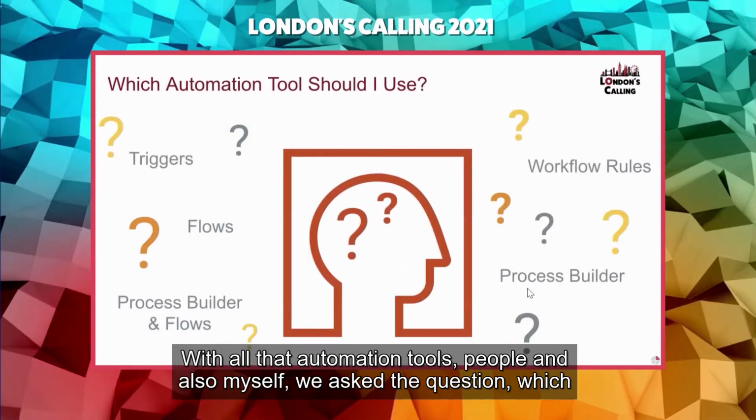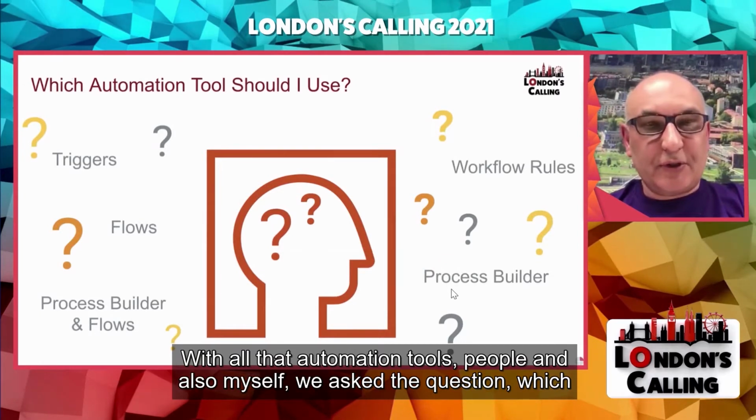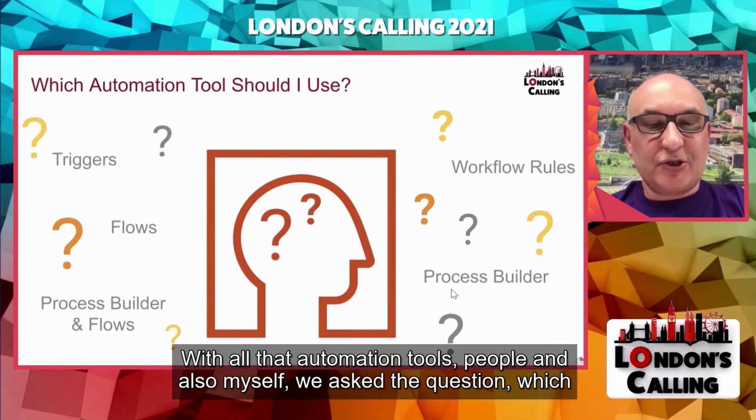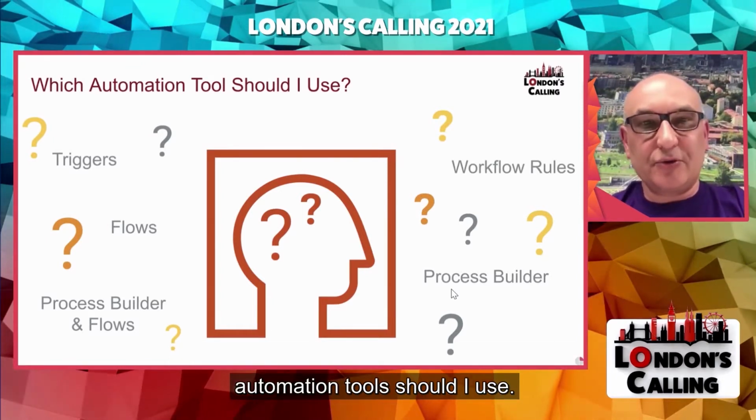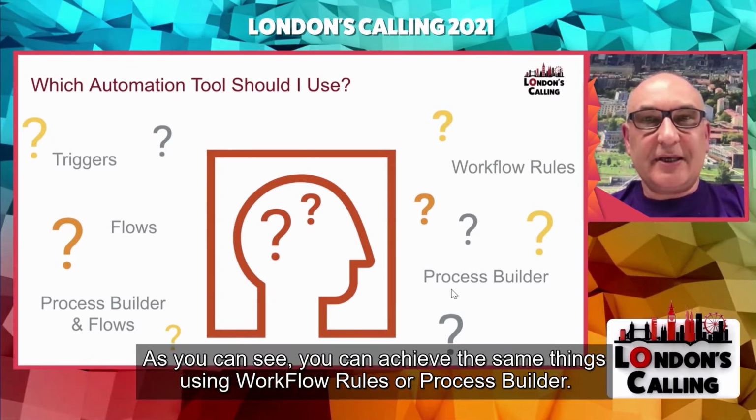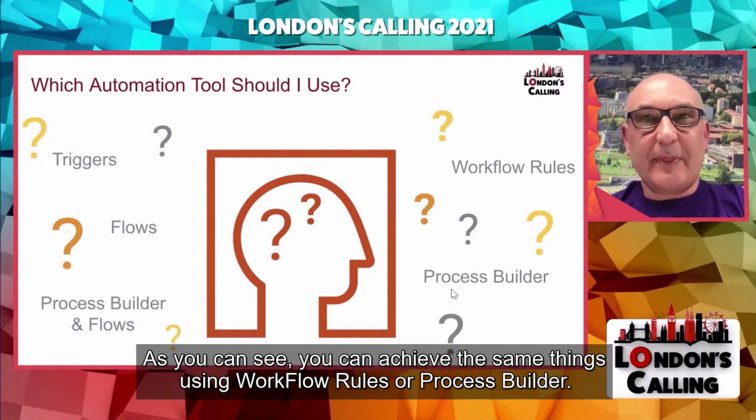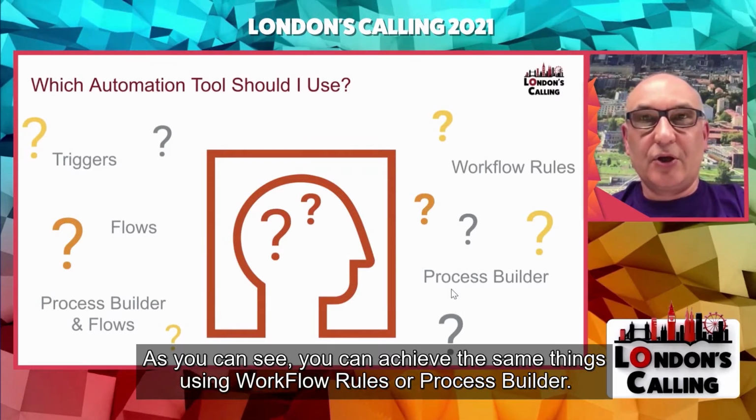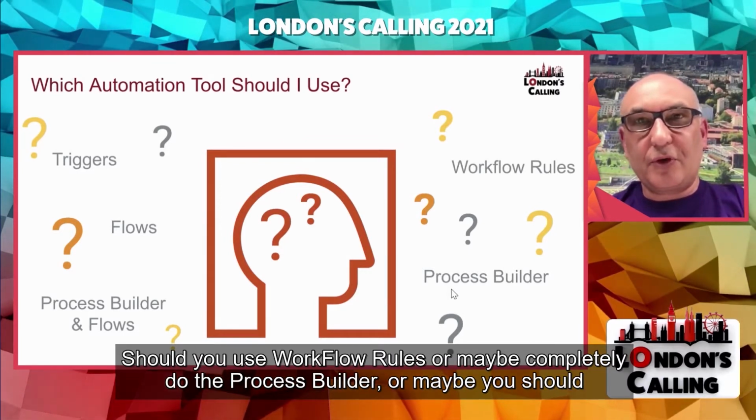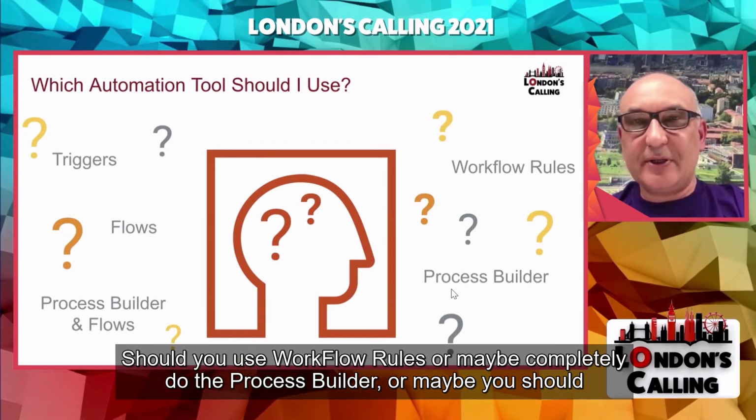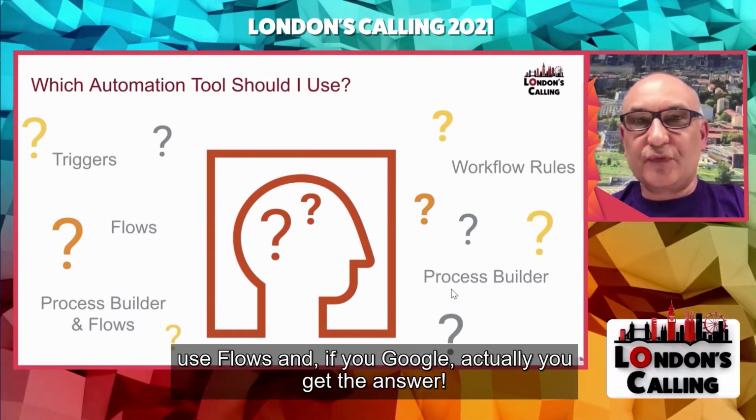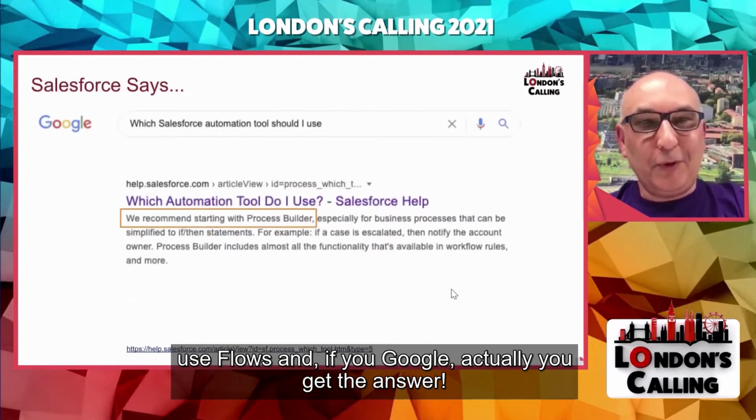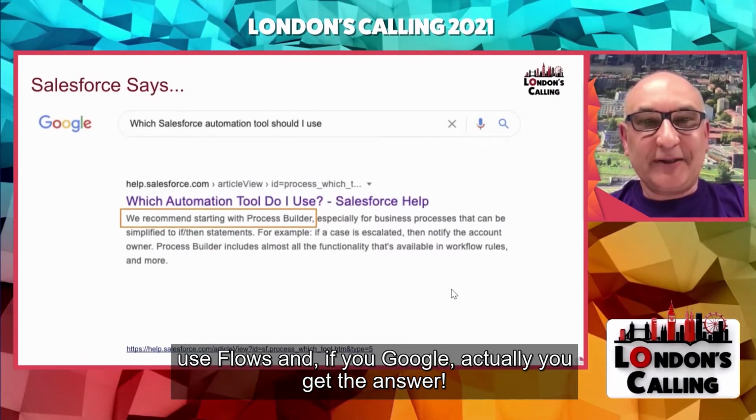And with all those automation tools, people, and also myself, we asked the question: which automation tool should I use? Because as you can see, you can achieve the same things using workflow rules or Process Builder. So should you use workflow rules, or completely Process Builder, or maybe you should use flows? And if you Google, actually you get the answer.